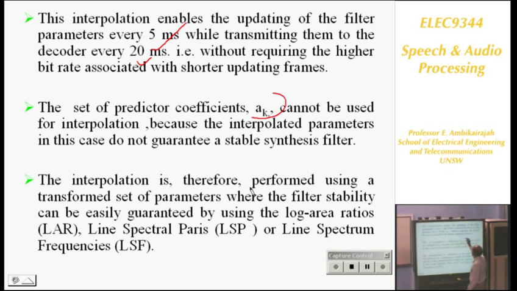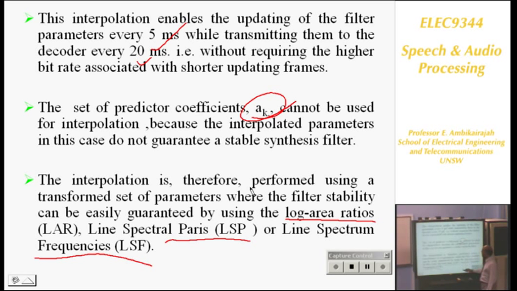So we cannot do interpolation on the predictor coefficients. You can do interpolation on the reflection coefficients because of sensitivity issues. If you take the predictor coefficients and chop them to a number of bits, then what happens? A stable filter becomes unstable. So you want to translate your predictor coefficients into another domain, like the reflection coefficient domain or the spectral frequency domain, and then do all the quantization there, and then you can get your coefficients back. So normally it's done on log area ratios or spectral pairs or line spectral frequencies. We haven't done this in our course, but you can look it up.